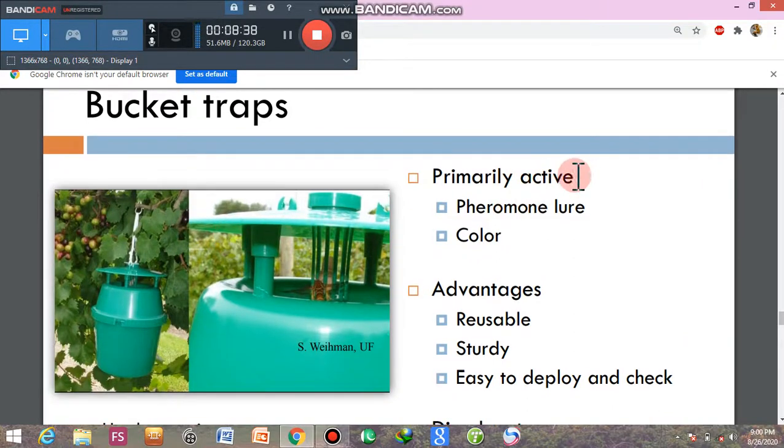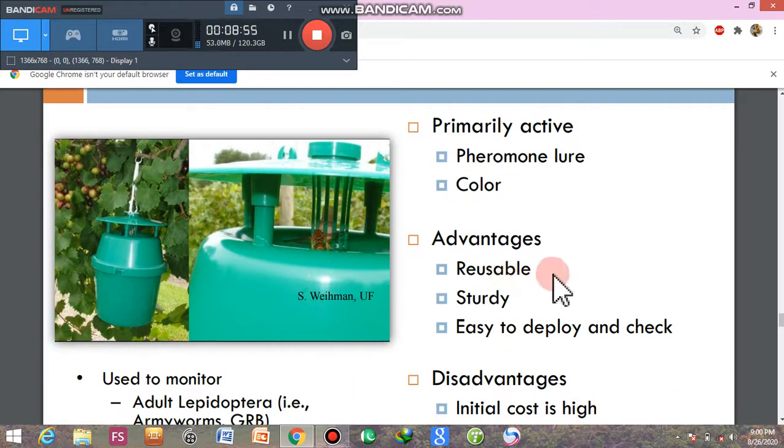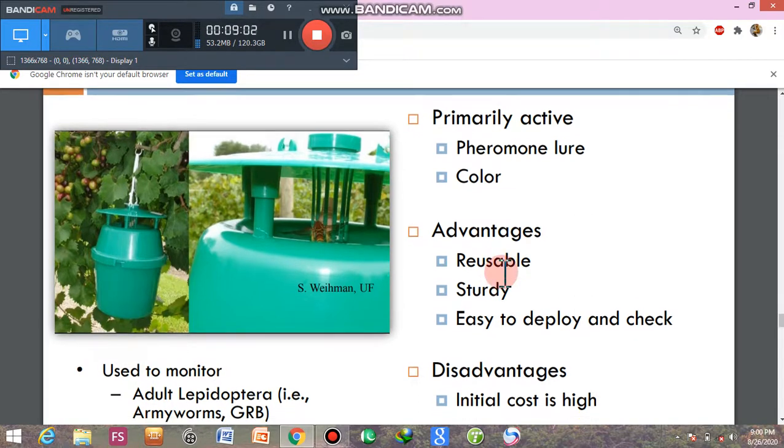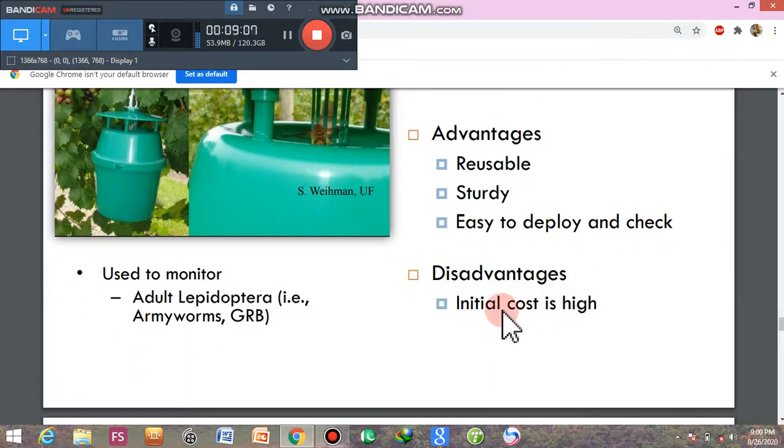Bucket traps are primarily active pheromone traps. Pheromones are the chemicals used to attract members of the opposite sex of the same species. They are colored. Advantages: they are reusable, which means no need to maintain a new trap every time. Sturdy, easy to deploy and check. Disadvantage: initial cost is very high. It is used to monitor adult Lepidoptera, for example armyworm or GRP.